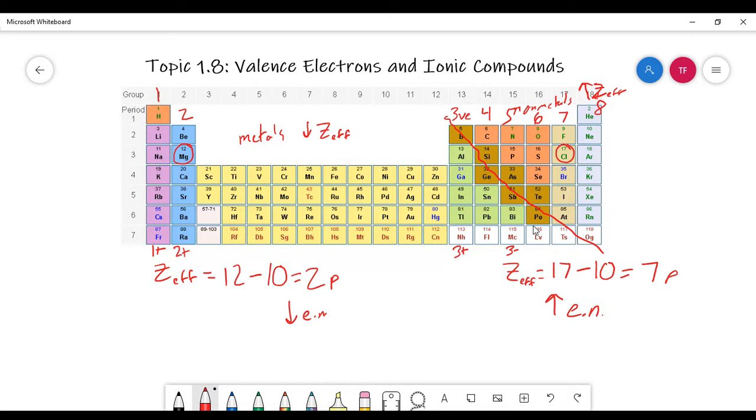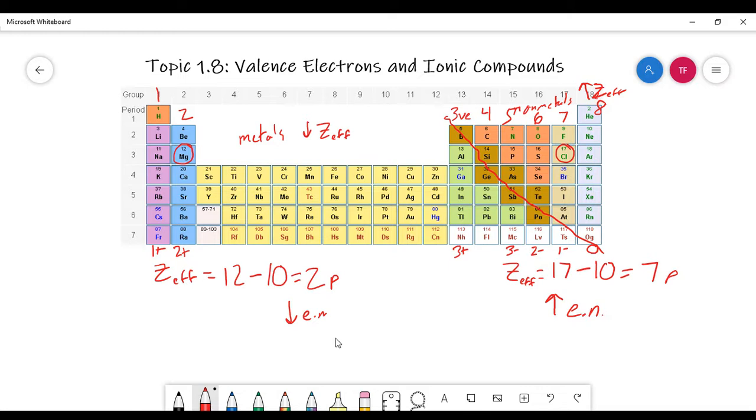The oxygen family gains 2 electrons, 1, 2, to become isoelectronic with the noble gas. And the halogens gain 1. And of course, the noble gases already have a full valence shell, so they do not gain or lose electrons. They have no charge. So these charges are what allow metals to attract themselves to nonmetals.